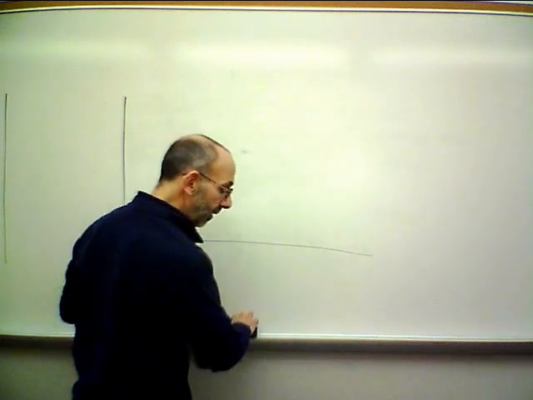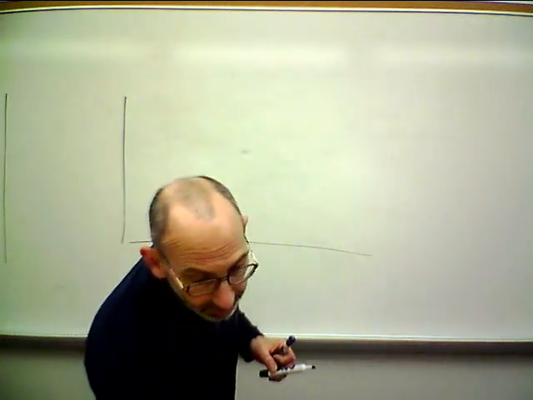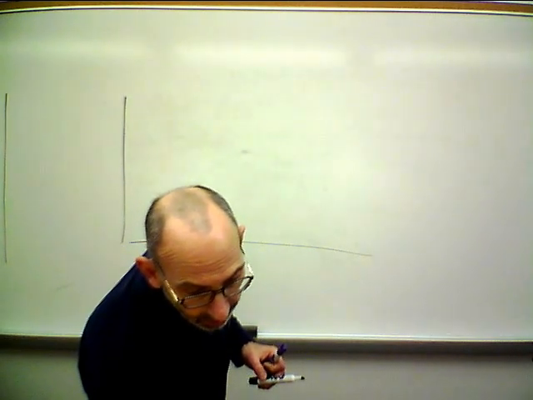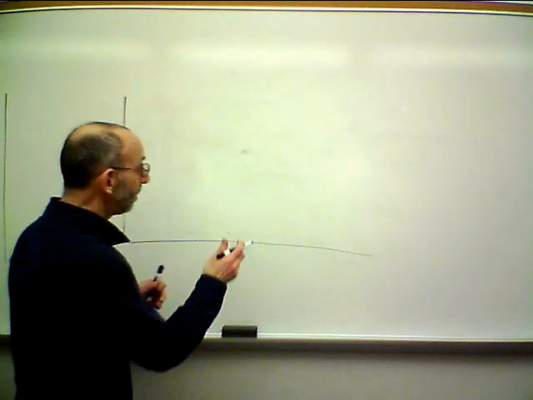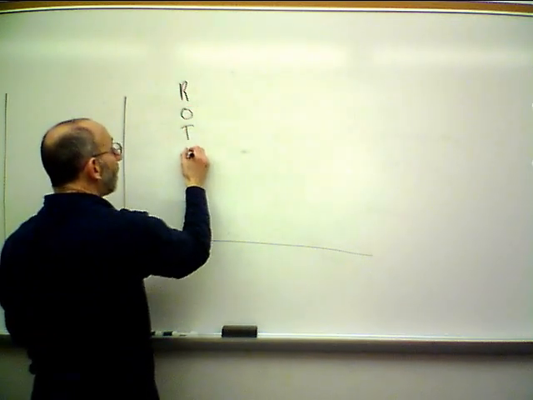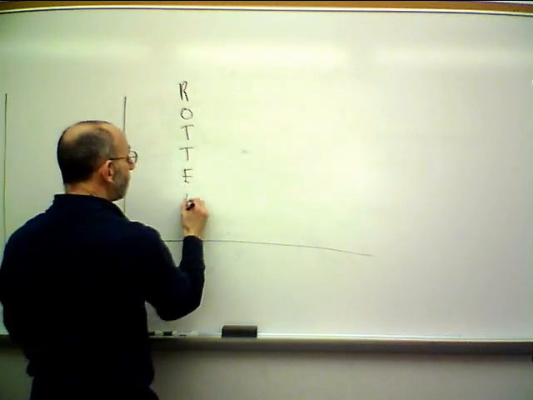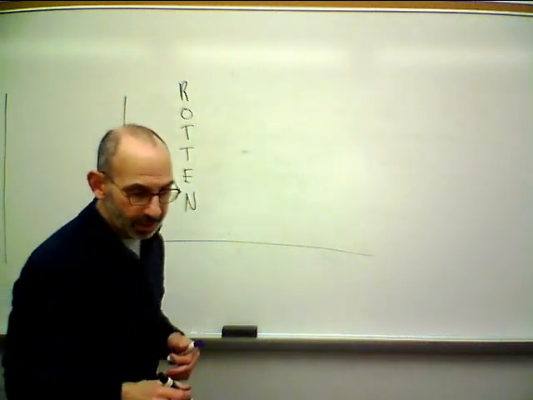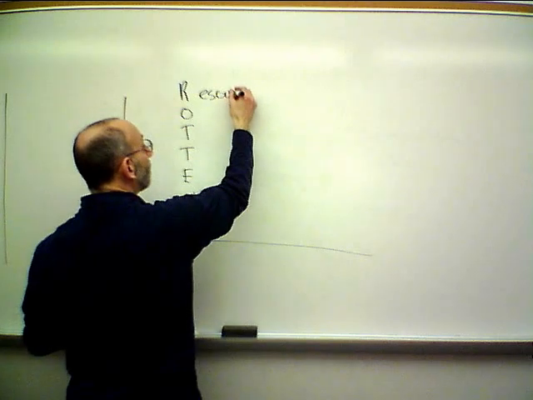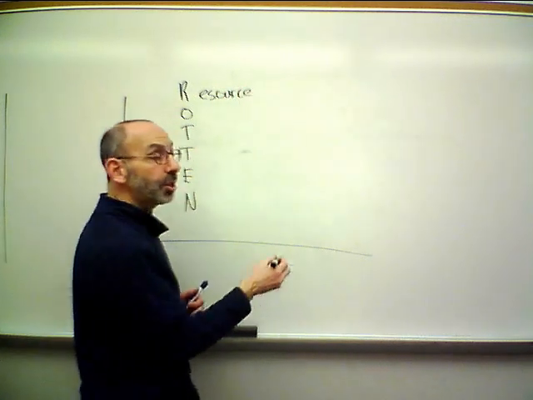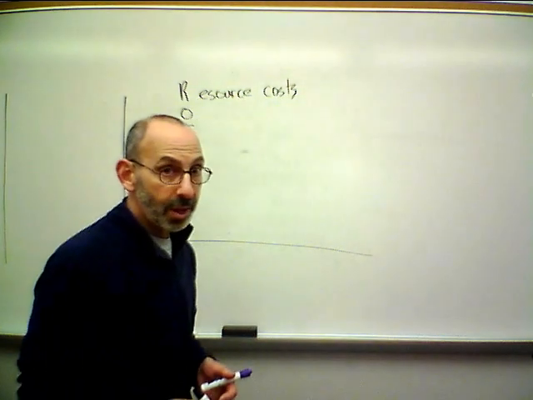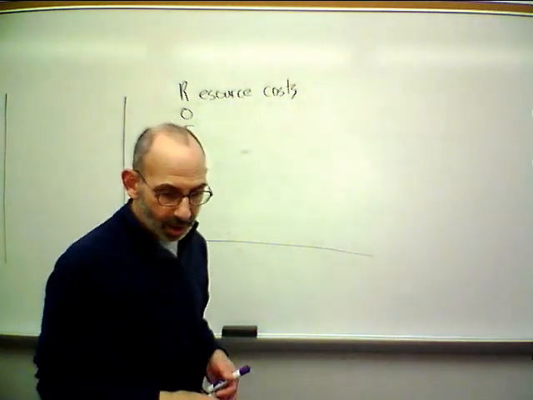Next question, in a very analogous way, can we talk about some way to remember the determinants for shifts of supply? Shifts of supply, ROTTEN. Well, R, resource costs. What are the costs of the inputs? Are they going up? Are they going down? Is the wage level going up or down? And that will affect our profitability.